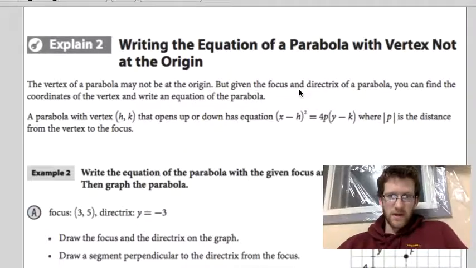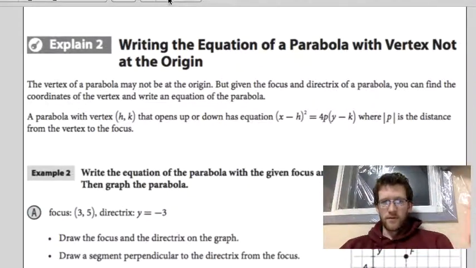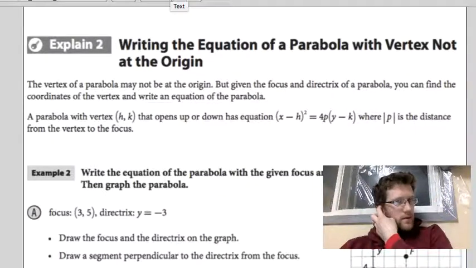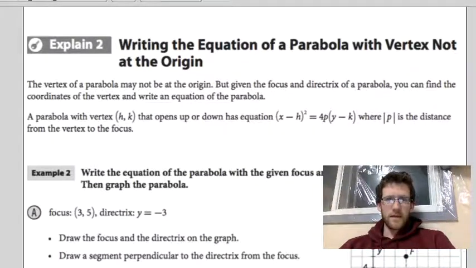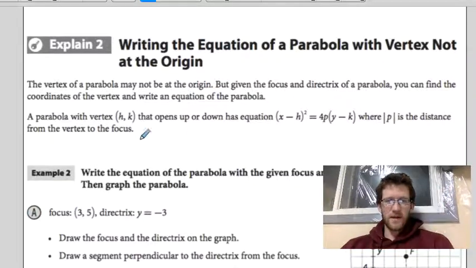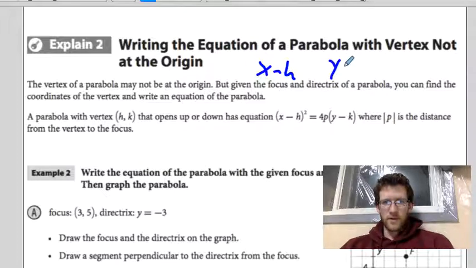Okay, one more thing we have to cover. Not all parabolas will have a vertex at the origin. Some will not. At which point we only have to make one little modification, and that is to put in our h and k. So where it used to say x, we're now going to say x minus h. Where it used to say y, we're now going to say y minus k, where h and k are the x and y coordinates of the vertex.